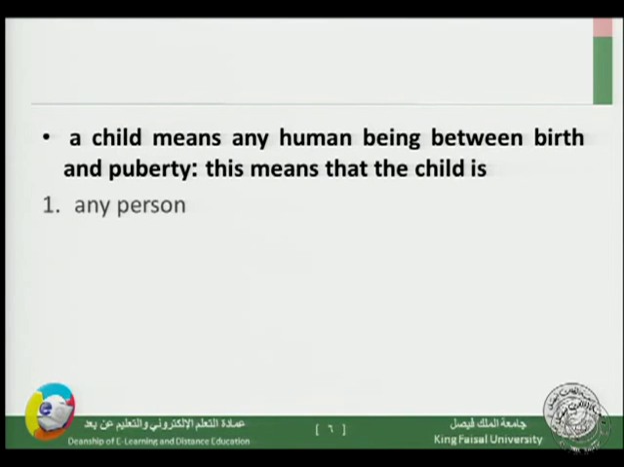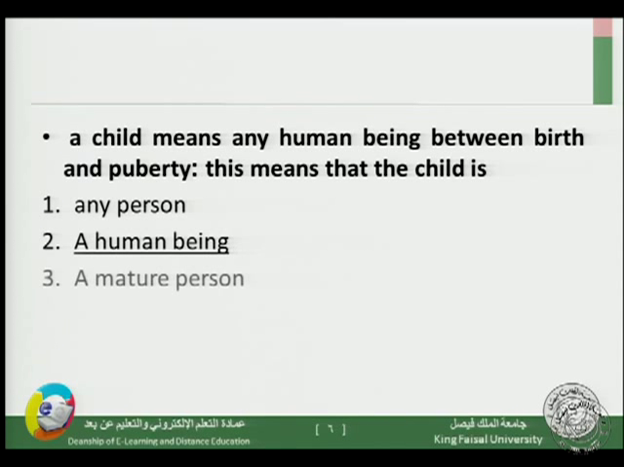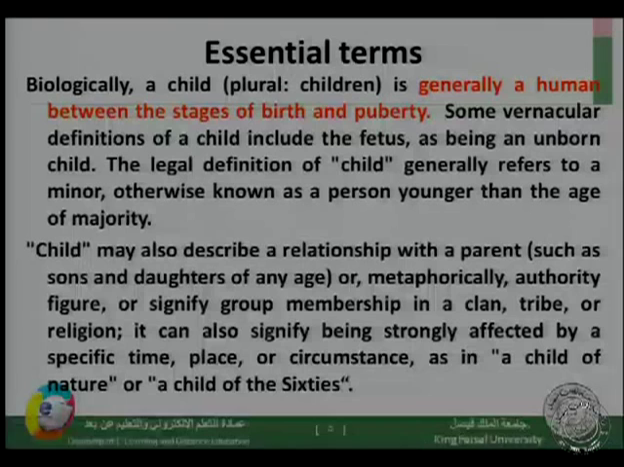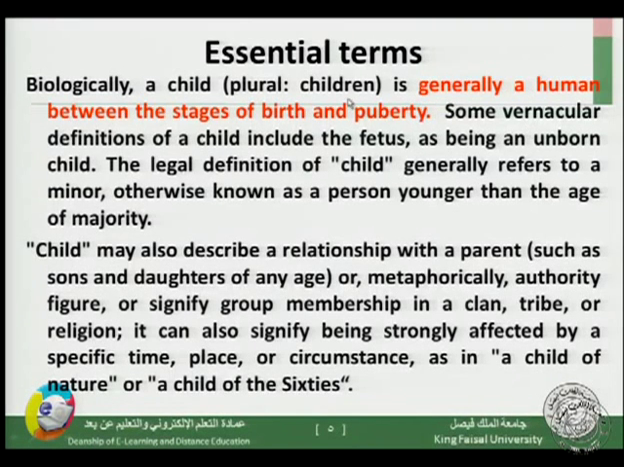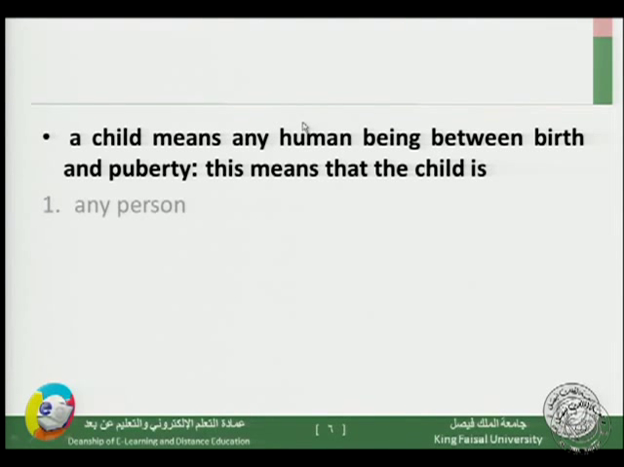Question here. A child means any human being between birth and puberty. This means that the child is any person, could be a child or a human being or a mature person. A mature person, that is to say, someone who has a big mind, grown up, over 20, over 30, but we are dealing here with a human being. According to the explanation in red that I have provided you with, generally a human being between the stages of birth and puberty. So the child is a human being.